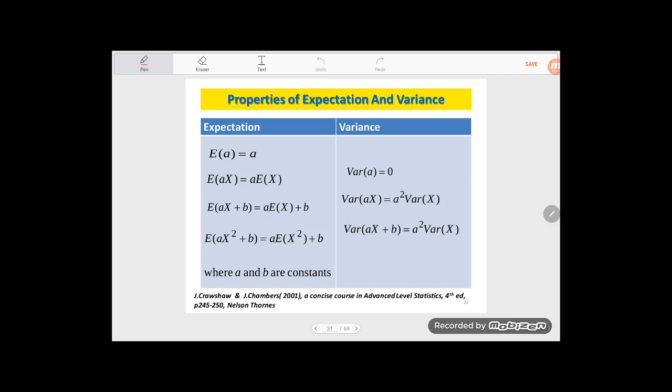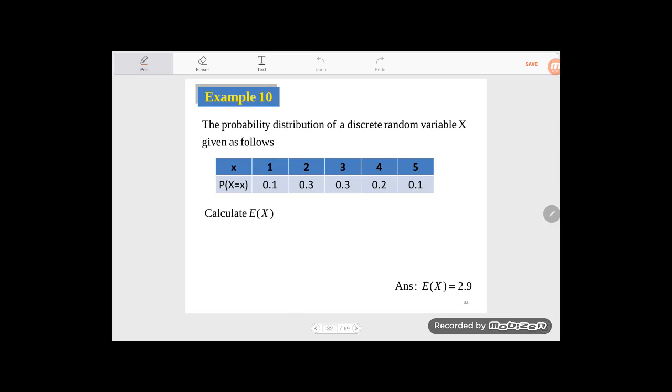And if we have the variance of aX, in which a is a constant, that can be written as a squared times the variance of X. And then the variance of aX plus b is equal to a squared times the variance of X. So, example 10. The probability distribution of a discrete random variable X is given as follows. Calculate the expectation of X.